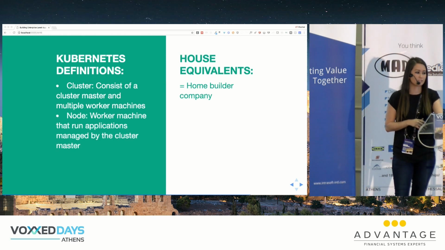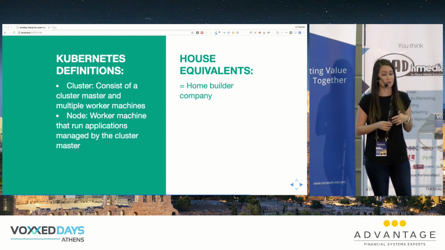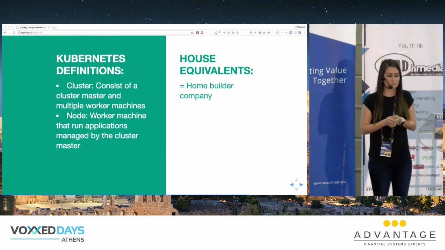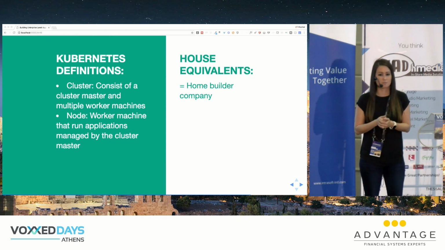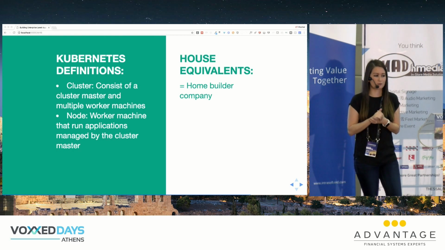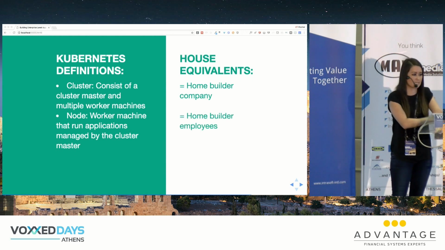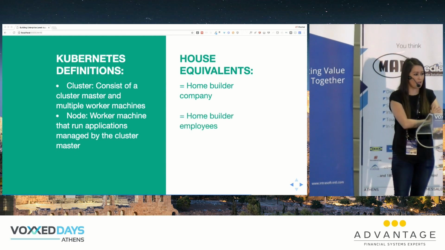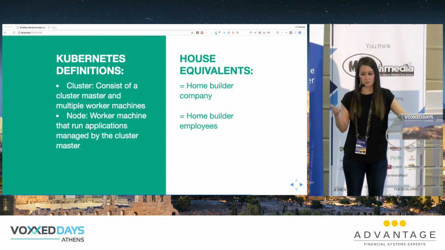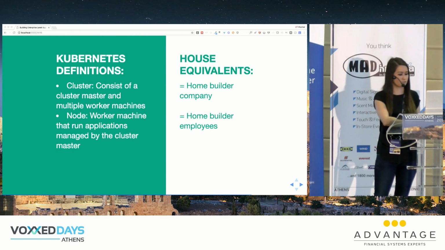And then next we have a node. So this is the worker machine that runs applications managed by the cluster master. So the node is that actual virtual machine, if that's what it's using. But the cluster master interacts with the node and schedules the node rather than the actual pod. And that's more like the home builder employees. So they're the ones that will build the house. They're the ones that make sure that each room is functioning how it's supposed to.